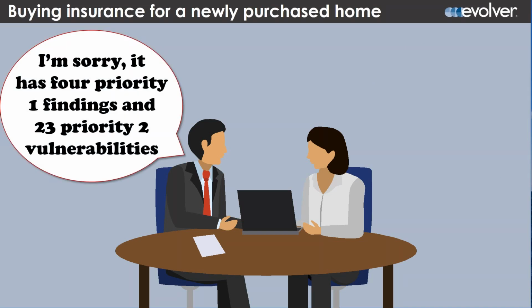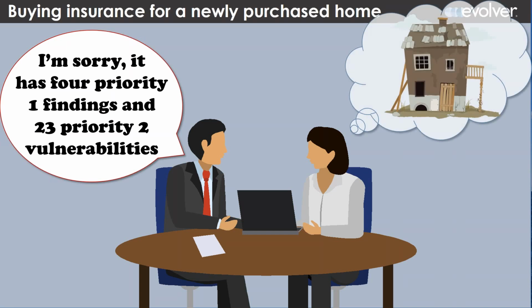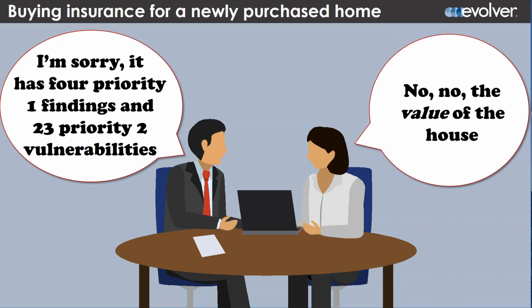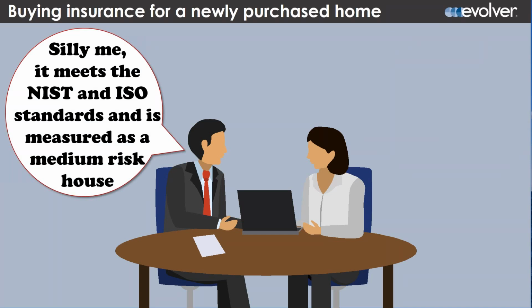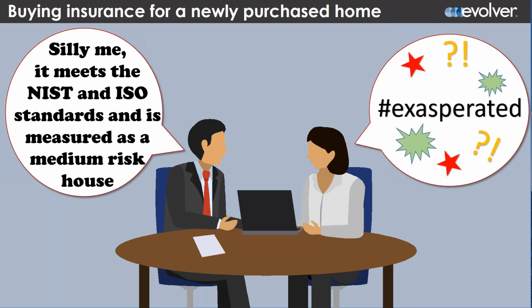I'm sorry, I didn't understand. Really, it has 4 priority 1 findings and 23 priority 2 vulnerabilities identified. Now the agent's like, wait a second. What kind of a house are we talking about? Is it some kind of ramshackle shack? So what we really need is the value of the house. Oh, okay. So that's silly. I should have told you that. It meets the NIST and ISO standards as far as a medium risk house. The agent is very frustrated and exasperated because they're not getting the information that they need.